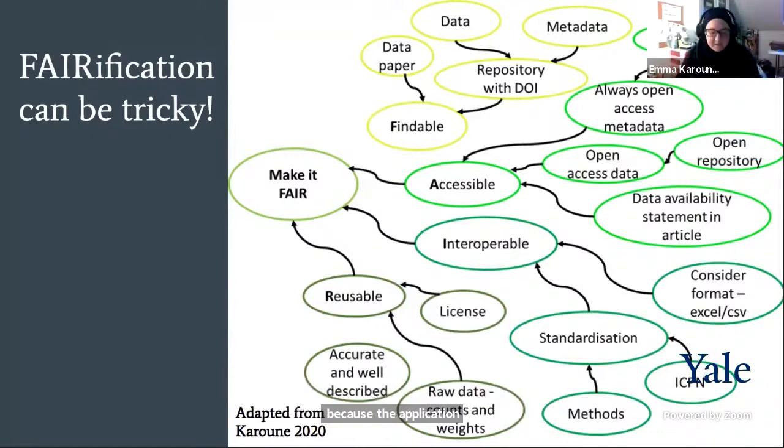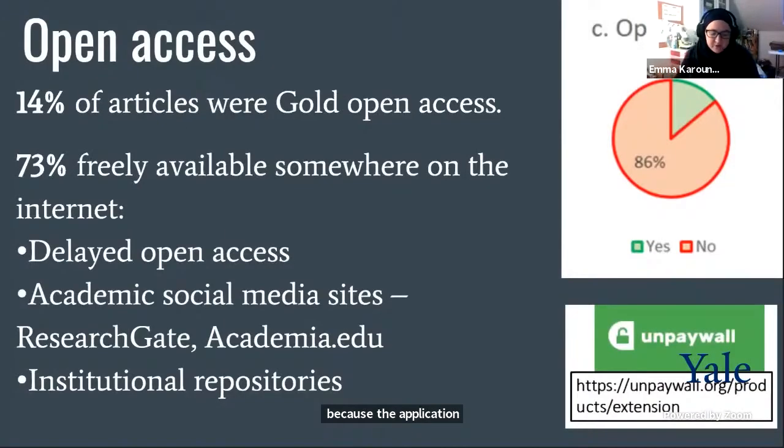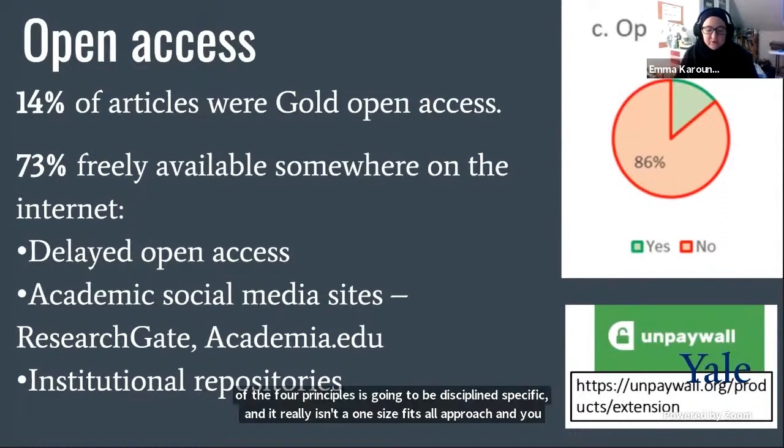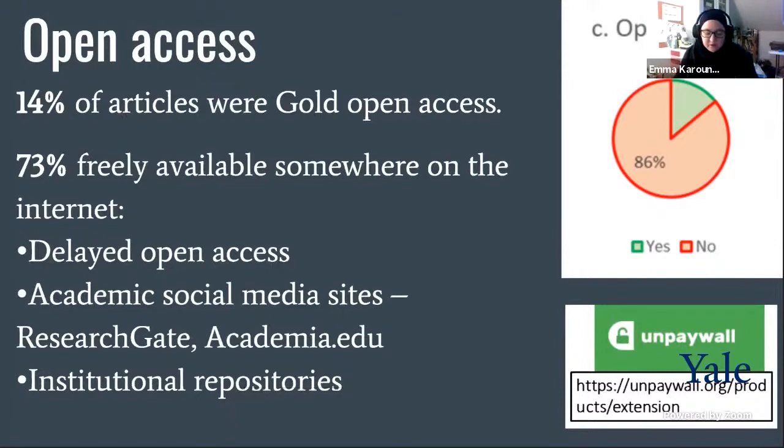So then in my study, I went on to look at another aspect, which was open access. There is still a really great issue with how research articles are made accessible to other researchers and the public, and the majority are still behind paywalls, unfortunately. So in my dataset, I found that 14% of the articles were gold open access. This means that they are freely available from the point of publication.